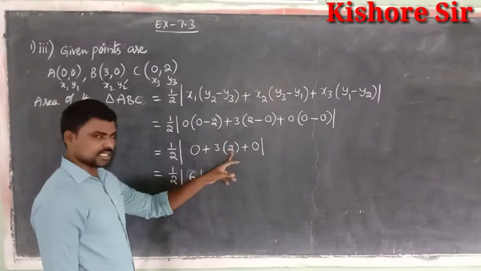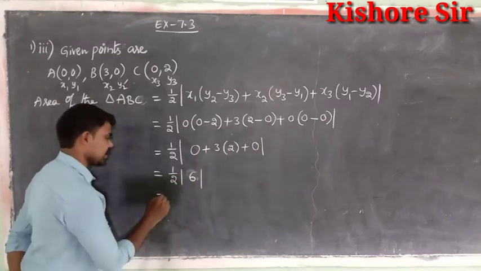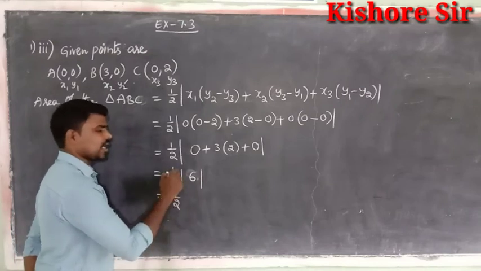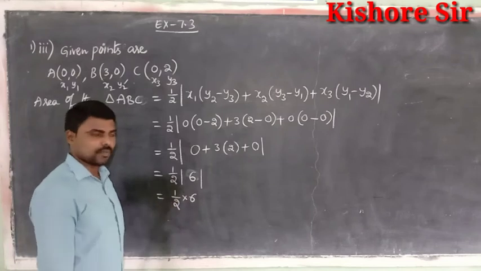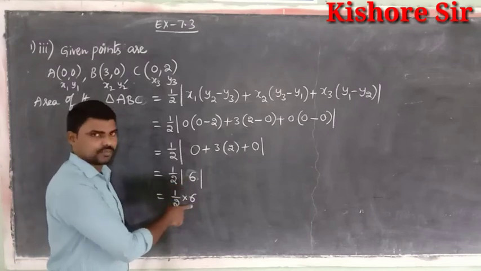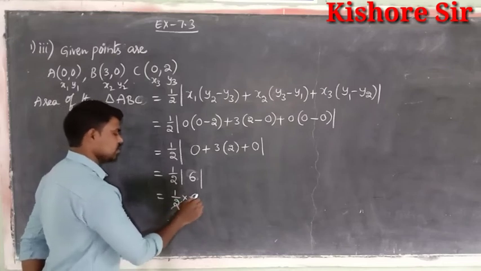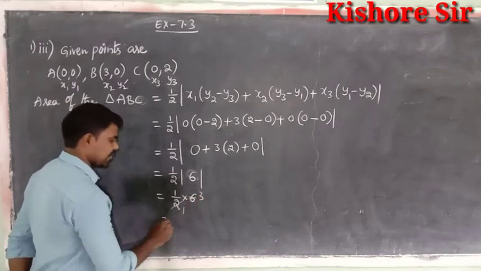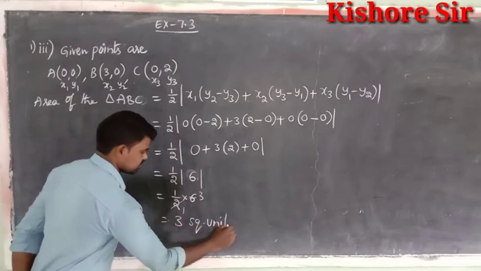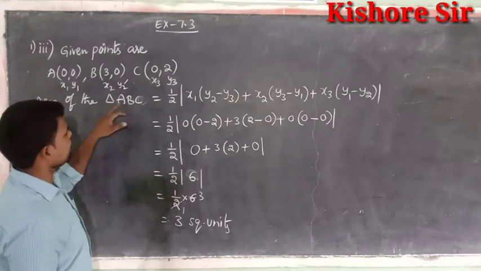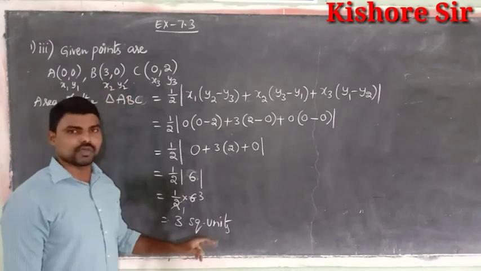Okay, 3 twos are 6, 6 plus 0 is 6. That is equal to 1 by 2 modulus 6. The result is also 6, modulus 6 value 6. So 1 by 2 into 6: 2 ones are 2, 2 threes are 6, that equals 3 square units. Okay, the area of the triangle with the given vertices is equal to 3 square units.